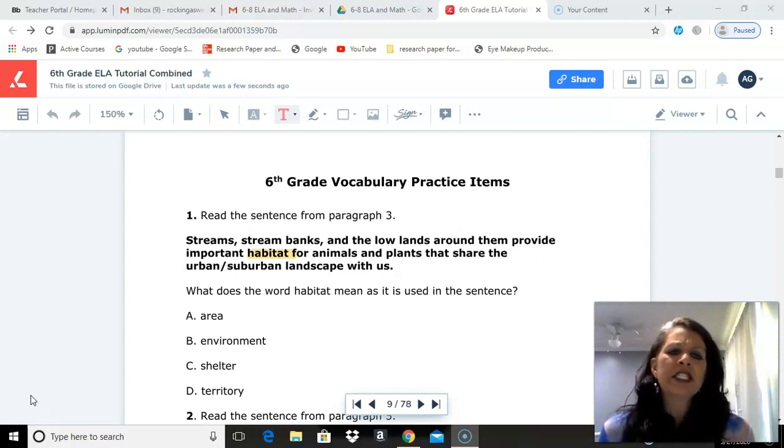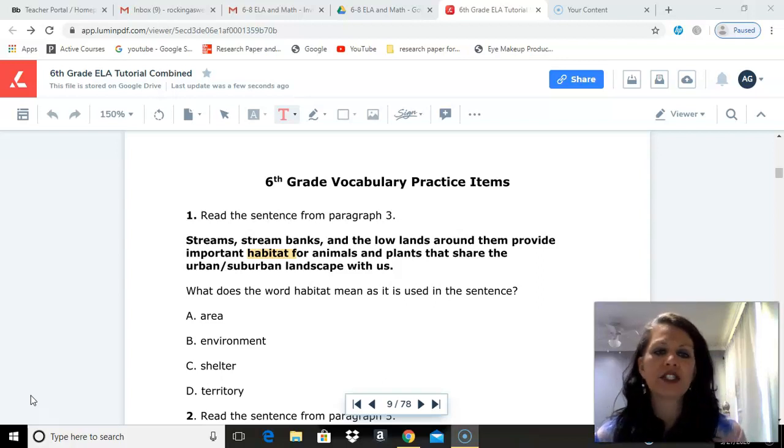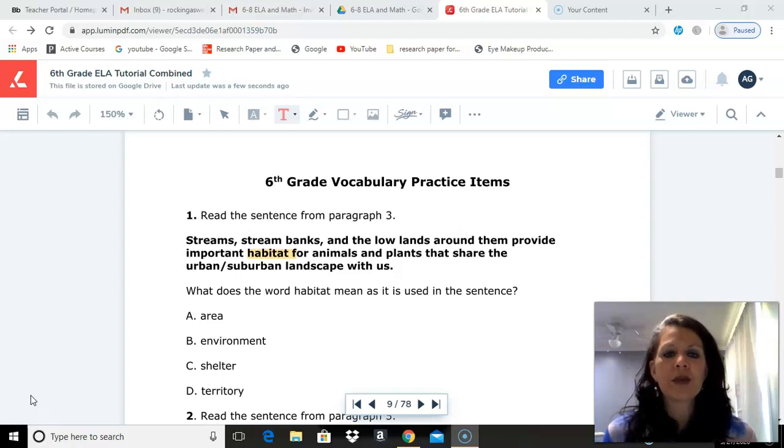But since we don't have the text, we're going to use context clues, we're going to use prefixes, suffixes, everything that you've been taught through your lower grades and even during 6th grade this year to answer your question. But if you did have the text, you definitely would want to go back and reread paragraph 3, although it doesn't tell you that, it just tells you where the sentence is located. But you would want to go back to paragraph 3 and reread that whole paragraph to take into consideration what the whole text is talking about.